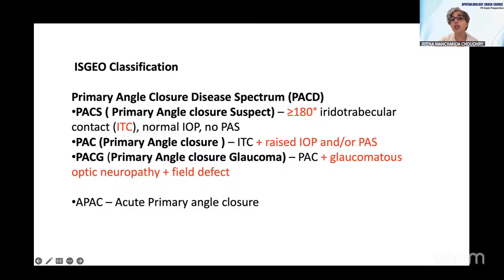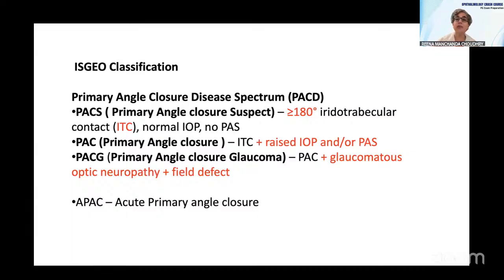Because as we know, glaucoma is defined as an optic neuropathy. So once the optic neuropathy sets in, we define it as primary angle closure glaucoma. Now this is very important to remember because the treatment modalities, or when to do a PI or not, which we'll discuss, depend on what stage you are dealing with in the disease spectrum: just a suspect, or a primary angle closure, or a primary angle closure glaucoma eye.